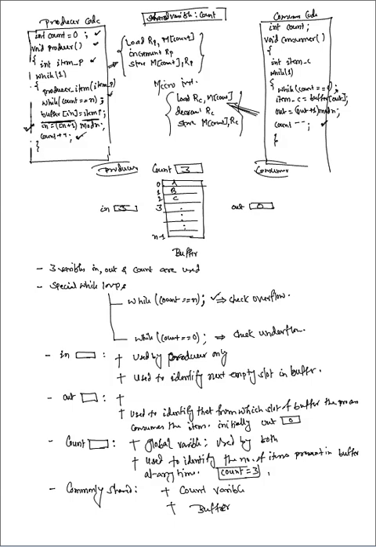Okay, after filling that value, we'll increase the in value and then increase the count value. That one item is produced and stored to the buffer.